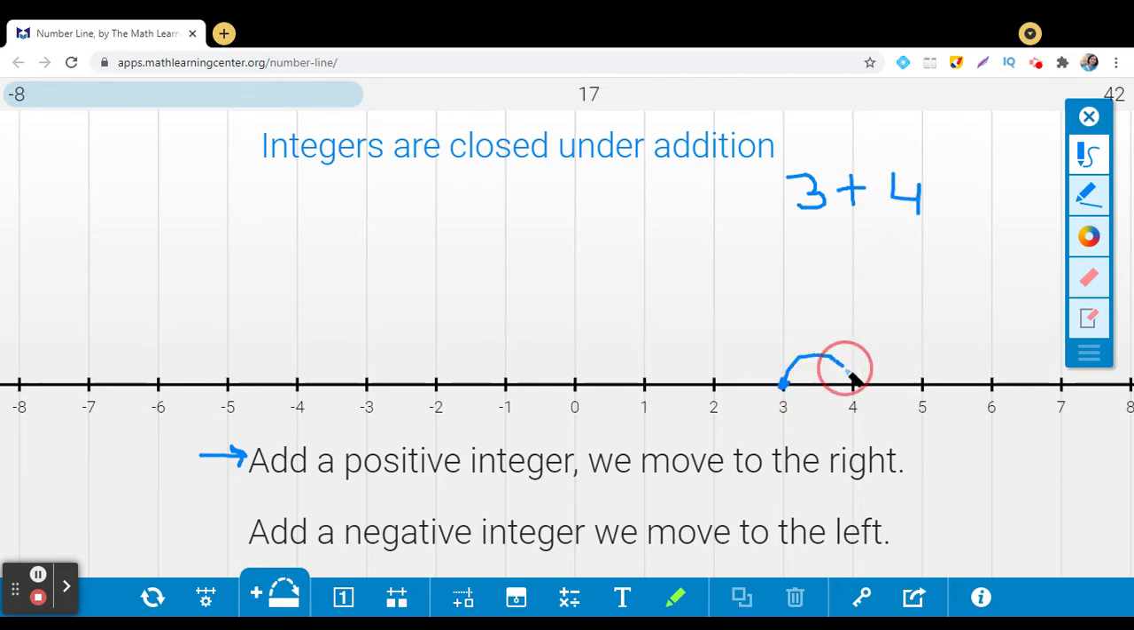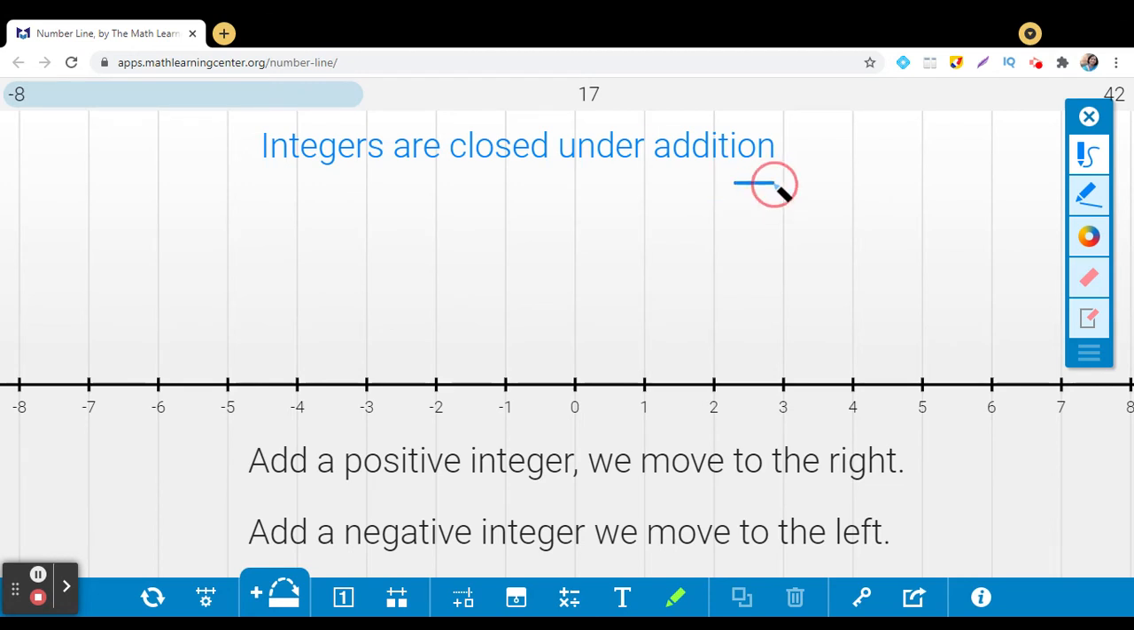So we go 1, 2, 3, and 4. So this is the place. So 7 is the answer. So we get 3 plus 4 equals 7. Let us take one more example.